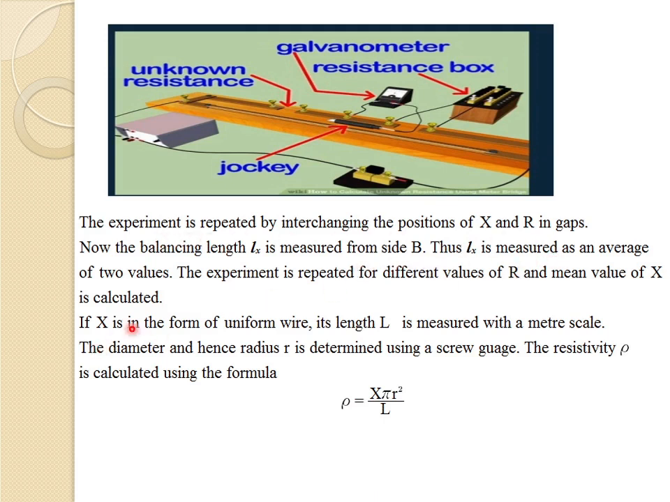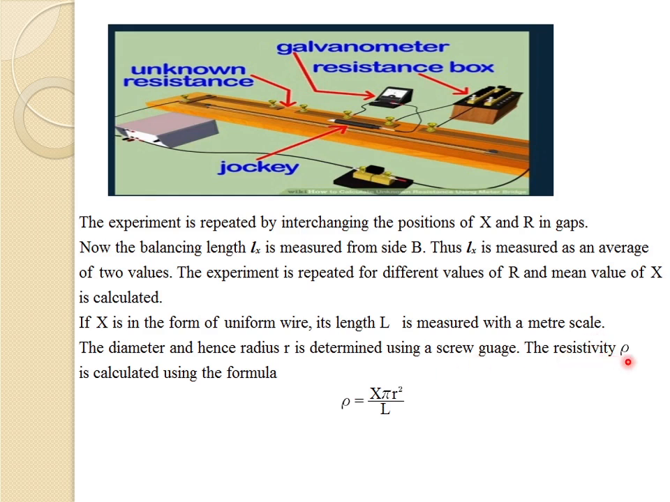Now we can also find the resistivity using this experiment. If we know the radius of this resistance wire, we can measure it by means of a screw gauge. And we also need the length of the unknown resistance wire, say capital L, which we can measure with the help of a meter scale.